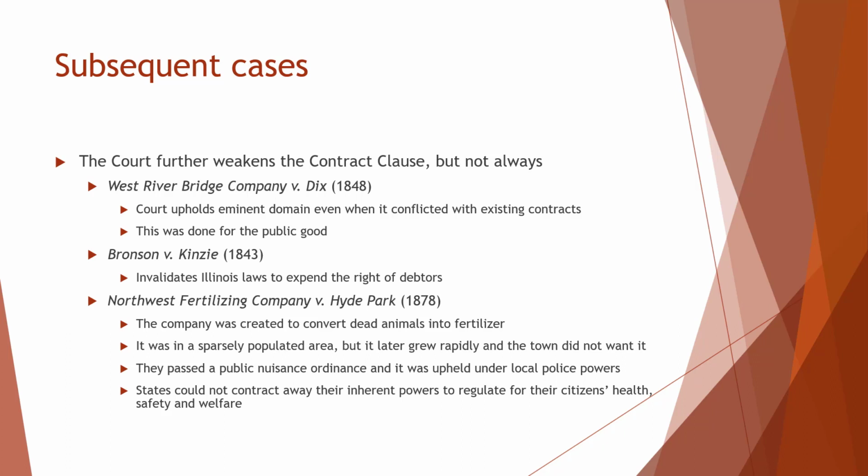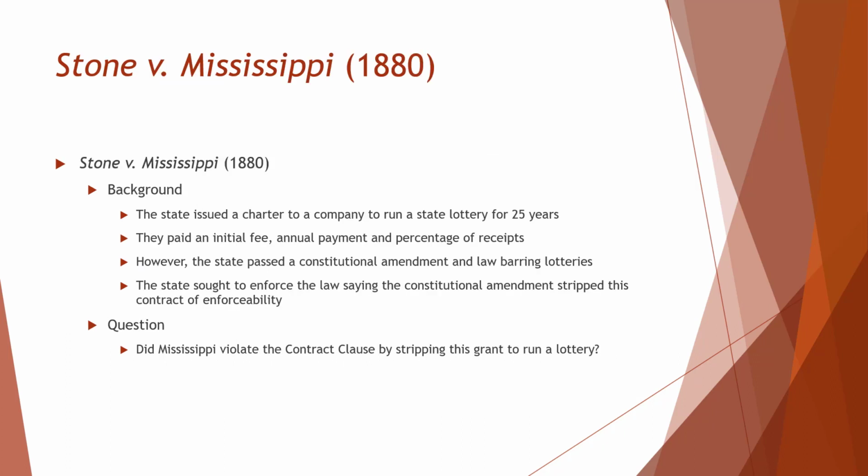So one of the things I think this means is that it has to be pretty darn clear in a contract. But then I think that's what we kind of got from the Bridge case. But what we see in this one is that, even if it's pretty clear, that gets us to Stone versus Mississippi.